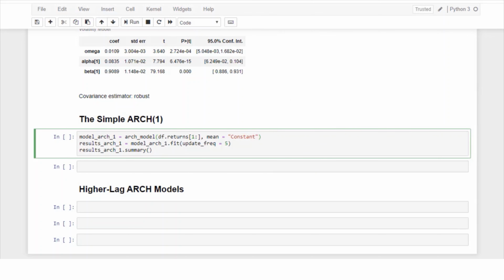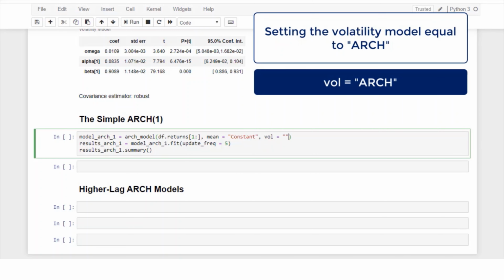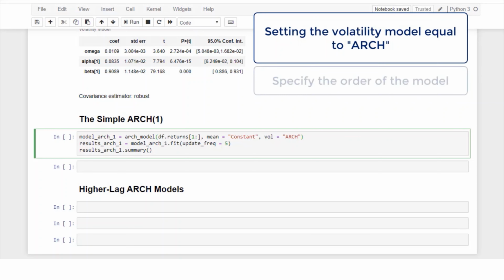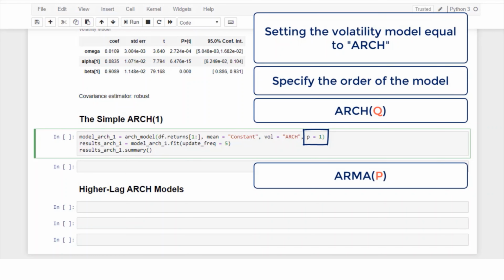Okay, next on the agenda, we have one of the most important alterations we need to make, and that's setting the volatility model equal to arch. We achieve this by setting vol equal to the word arch. However, we also need to specify the order of the model, which is done by giving a value to the p argument. This can be slightly confusing, since we established that the usual order of the arch is defined as q. However, since the AR order coefficient for the ARMA model was called p, we can remember the notation from there.